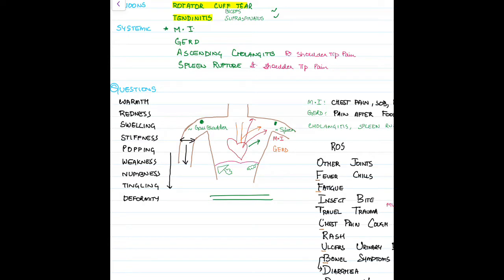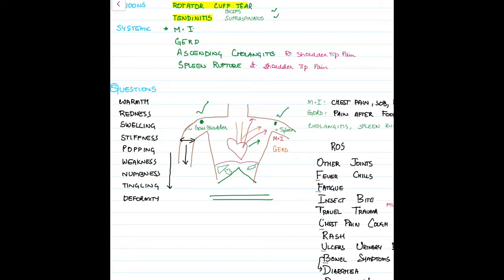Next, think about GIT, okay? There is the liver in this quadrant and there is the spleen in this quadrant. So we have the concept of referred pain, right? So the referred pain of the gallbladder can go to the right shoulder tip, and the spleen in trauma can go to the left shoulder tip.